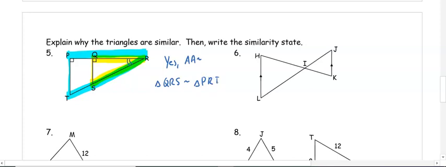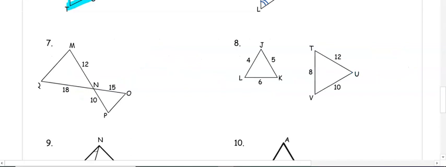In number 6, we have parallel lines. So we can use alternate interior angles to get L is congruent to J. In a bow tie problem, we also know that our vertical angles are congruent. So again, we have two sets of congruent angles. So we would say that these triangles are similar by angle-angle. Triangle HIL is similar to triangle KIJ. So in number 7 in the bow tie problem, we know that our vertical angles are congruent.